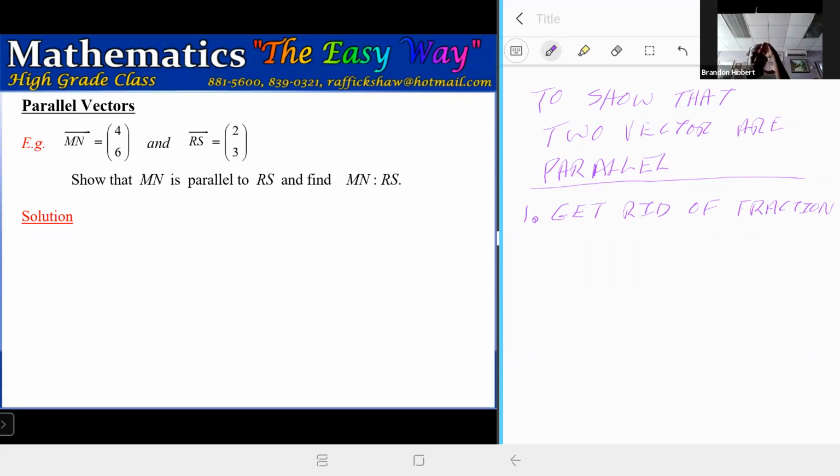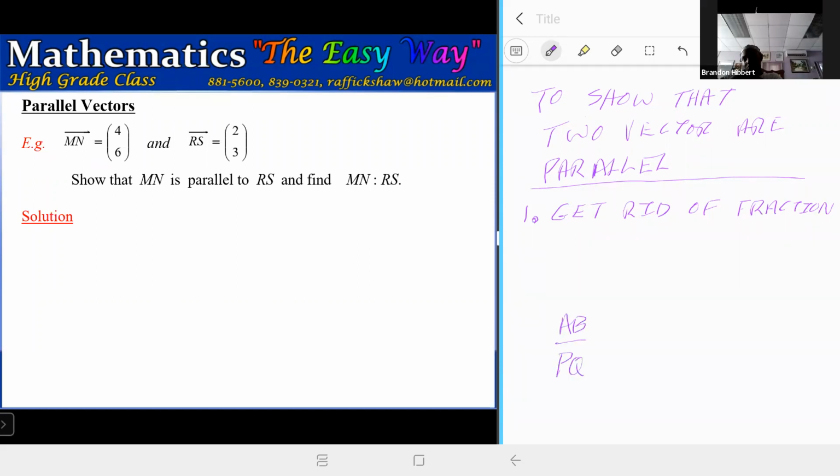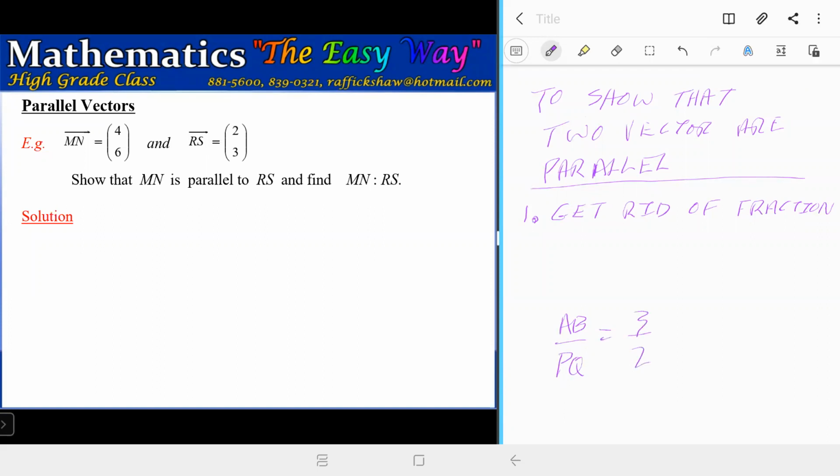Because you can't have a ratio that has a fraction in it. No, that's not the reason. Because you could have AB to PQ equals 3 to 2. So it means that AB to PQ would be 3 to 2. I'm talking about the individual vectors, the individual vectors I'm talking about.